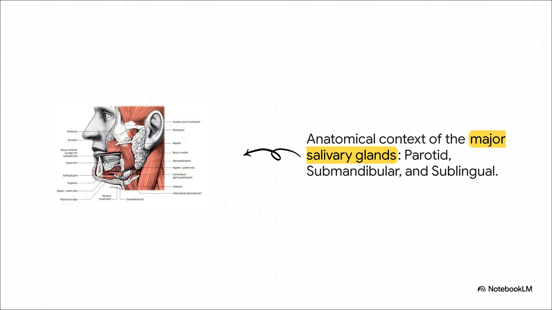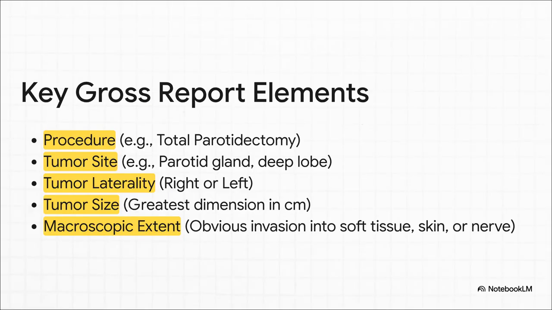You've got to have this map in your head to really nail the tumor's location and how far it's spread. So what are the absolute must-haves for your gross report? The things you cannot forget? Well, you've got to list the procedure, the exact site and which side it's on, and of course the tumor size in centimeters. But here's a big one. You have to describe any macroscopic invasion. That means anything you can see with your own eyes. Is it digging into soft tissue, the skin, a nerve? That single observation can be the difference maker, instantly bumping a tumor up to at least a pT3.